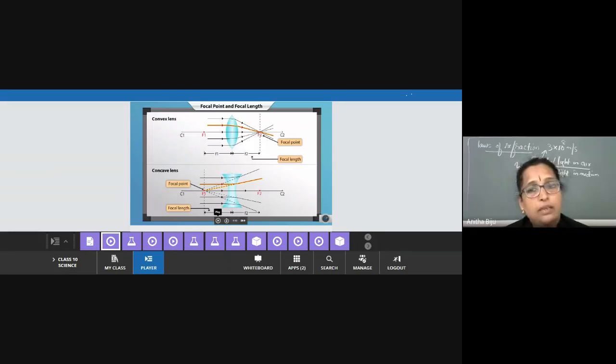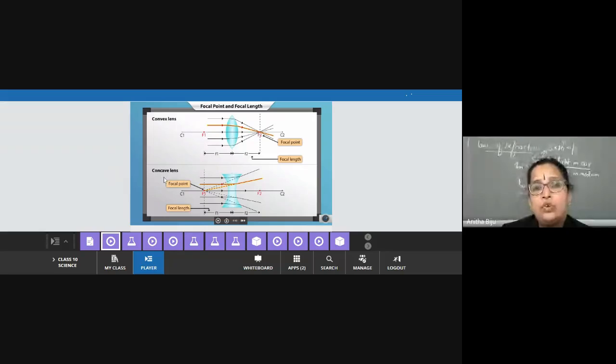From the diagram it is clear that in the case of a convex lens, this is the incident ray and it is coming, and there is a change in direction, and after refraction it passes through a particular point, and this is the focus on the other side, not the same side. The refracted rays meet at this point. Therefore, a convex lens is called a converging lens. In brackets, you can write: convex lens is called a converging lens.